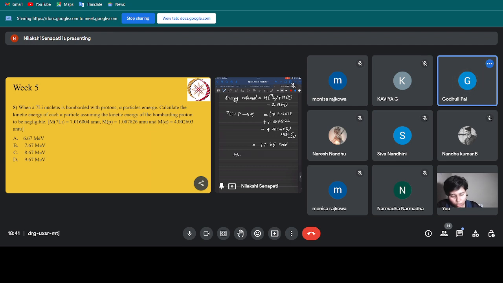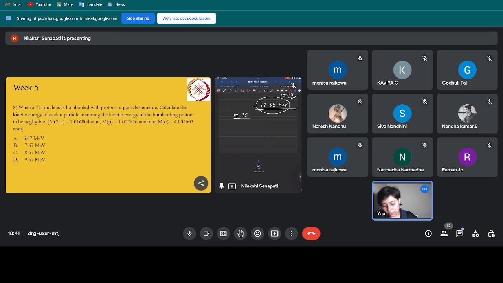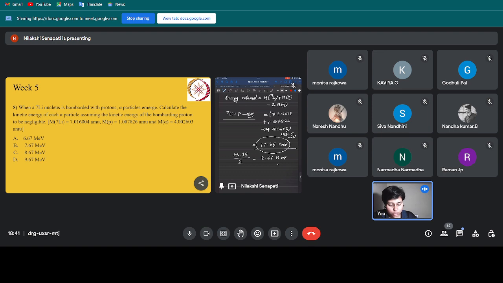Yes, thank you, absolutely right, there will be 2 into this, 4.002603. Now that 17.35 is the total energy released when this reaction has happened, and in this reaction 2 alpha particles have been produced. So what is the energy for each alpha particle? The energy of each alpha particle is nothing but 17.35 by 2, that is 8.67 mega electron volt. That is option C.